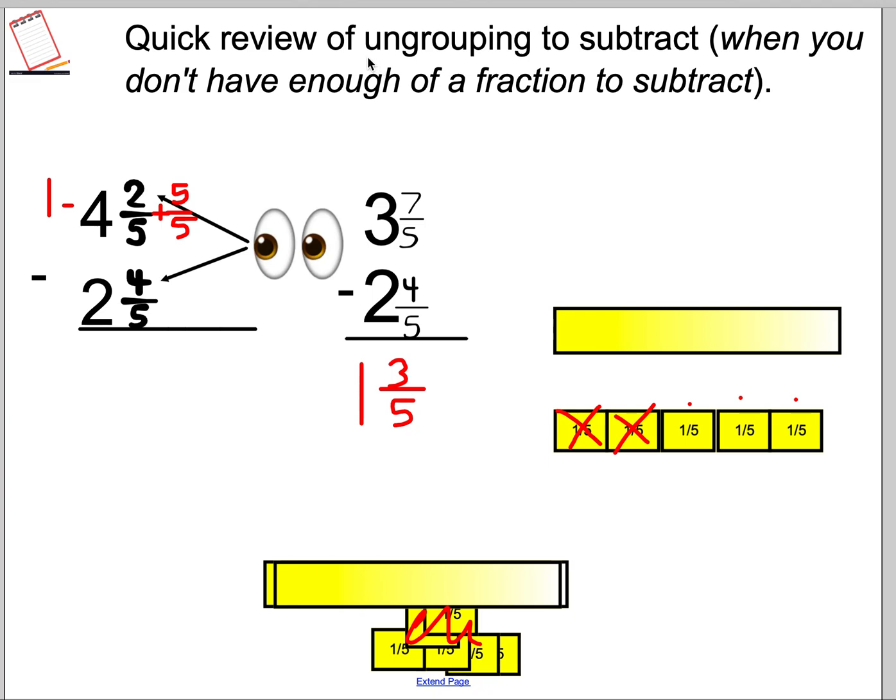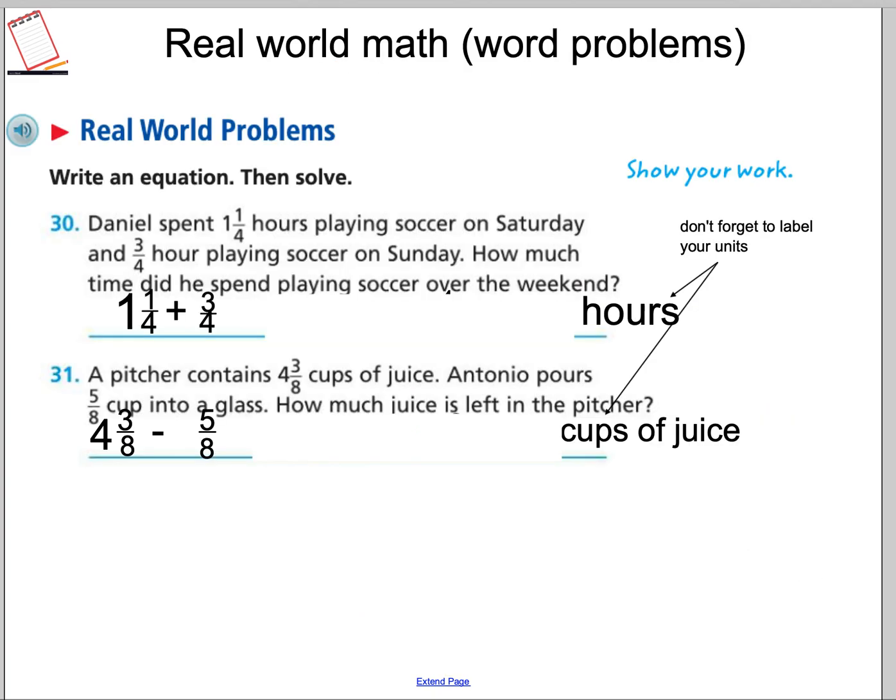So we ungrouped because we didn't have enough fifth pieces to subtract. We took out a whole number and we just basically cut that whole number into fifths as a trade. So last slide for me before we get to your work is these two problems. You'll see them on slide 3 of today's activity.